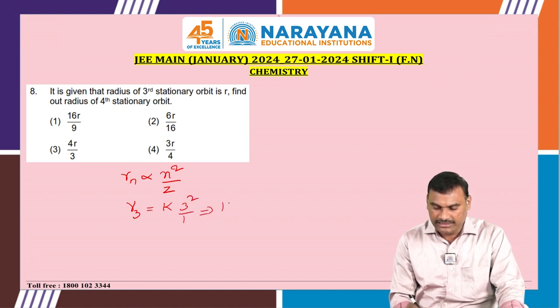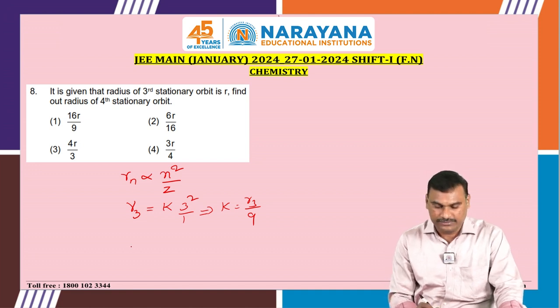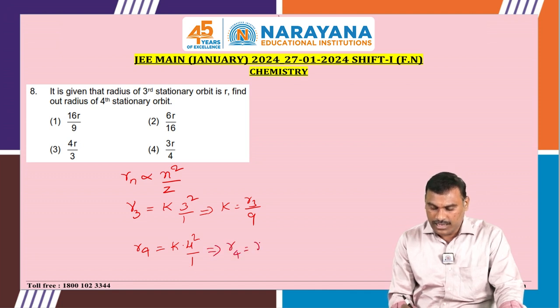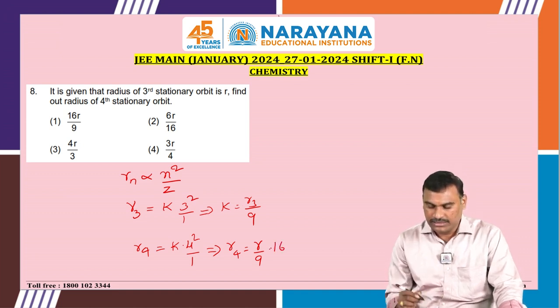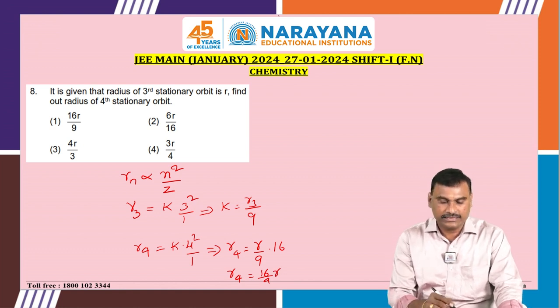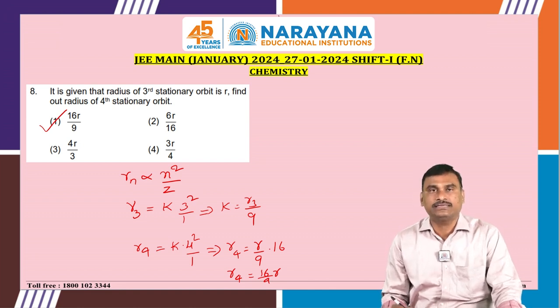Therefore, k is equal to R3 by 9. Find out the radius of the fourth stationary orbit. R4 is equal to k into 4 squared by 1. That implies R4 is equal to R by 9, because R3 is mentioned as R, into 4 squared, that is 16. Therefore, the fourth stationary orbit radius becomes equal to 16 by 9 R. The given option is suitable to option 1. So therefore, the correct answer for the given 8th question is option 1.